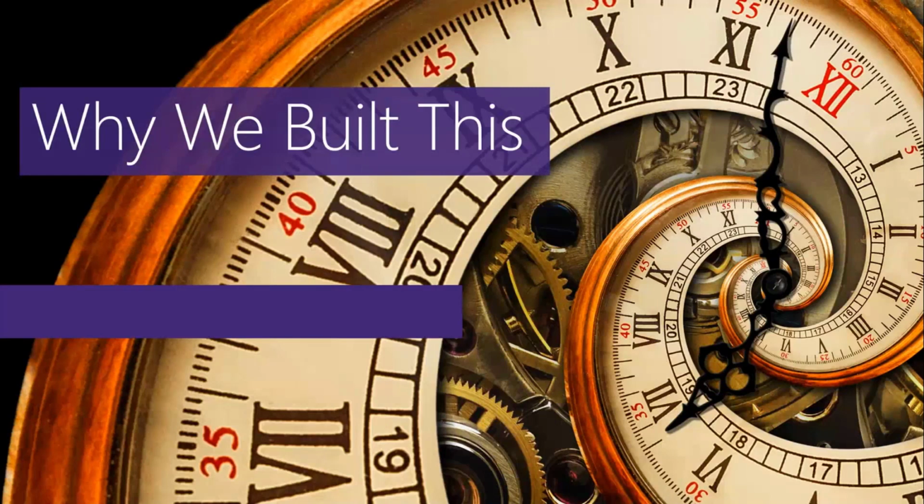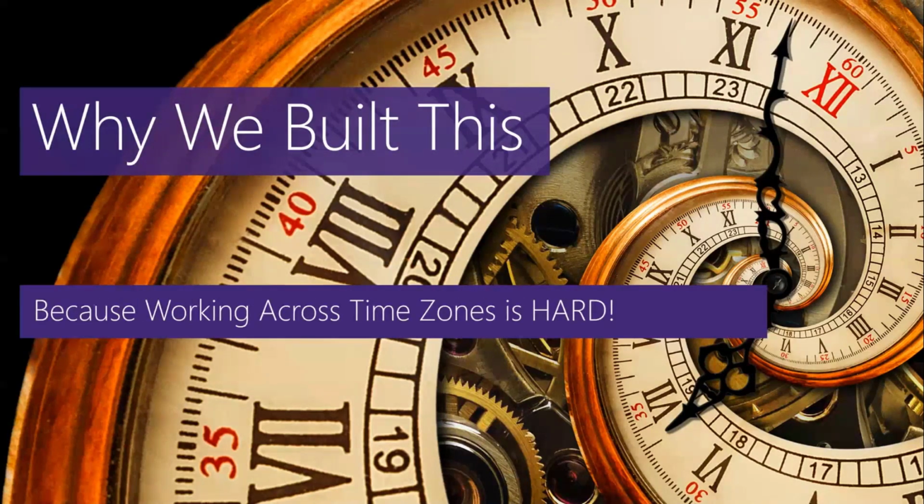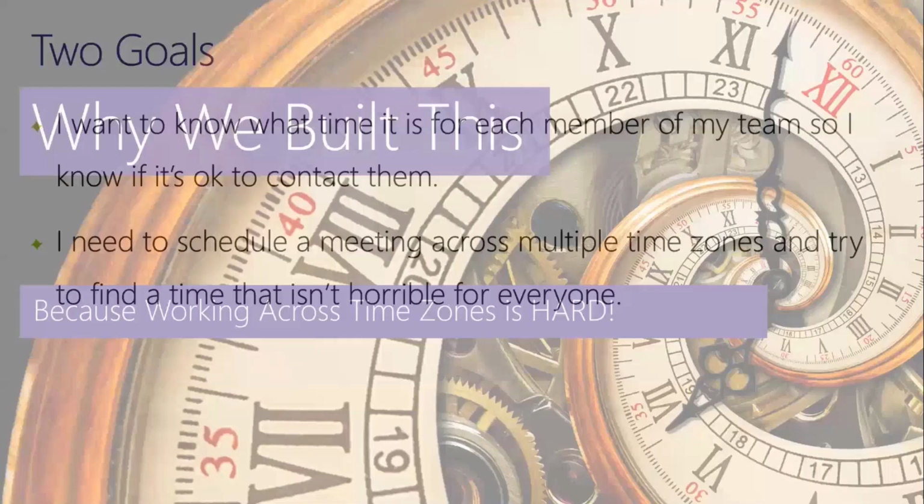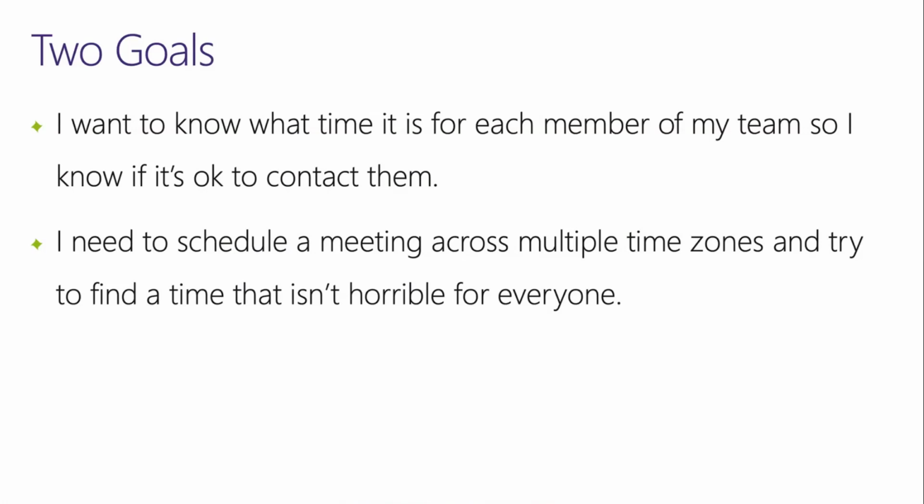The biggest reason for us was that working across time zones is really, really hard. We have tools like Teams, and that makes it a lot easier. But in general, navigating time zones and multiple locations across the globe is very challenging. We had two main goals with building this app. The first was that we wanted to know exactly what time it was for each member of my team, so that I know whether it's dinner time for somebody or whether they haven't woken up yet. Especially now that we've all been remote for so long, that line between work and home has been blurred, and this helps us work that out a little bit better.